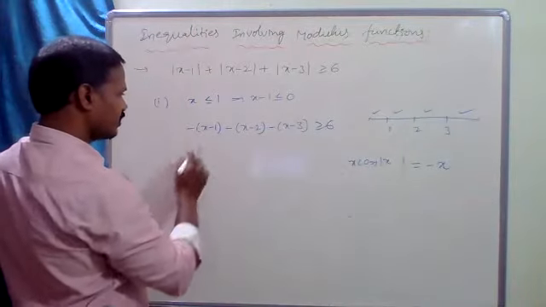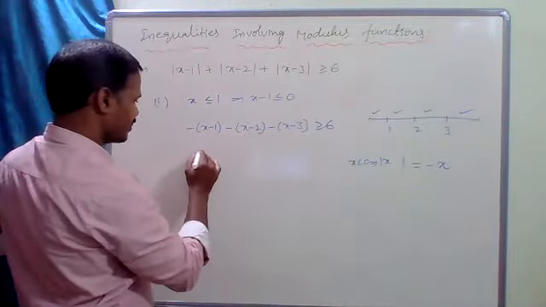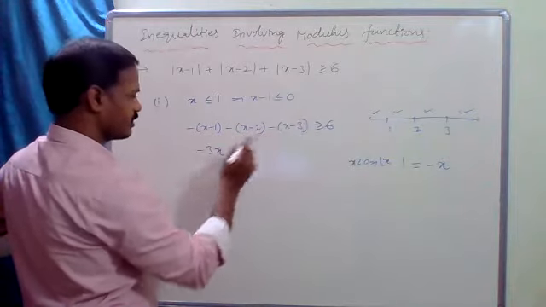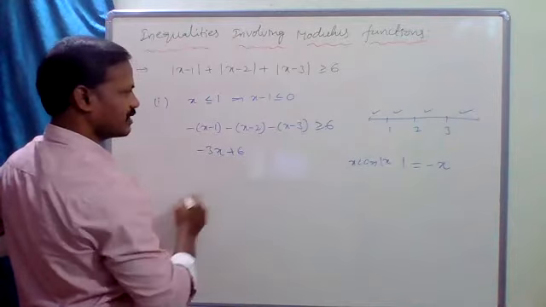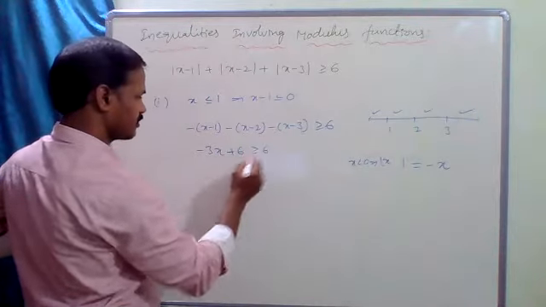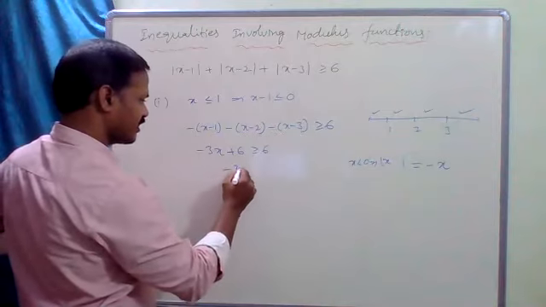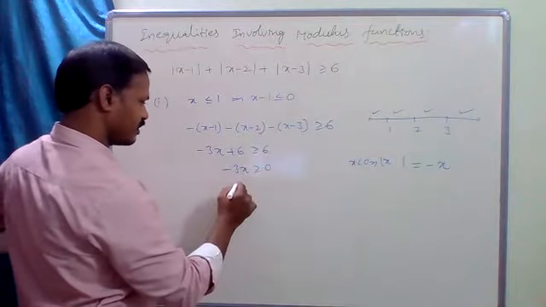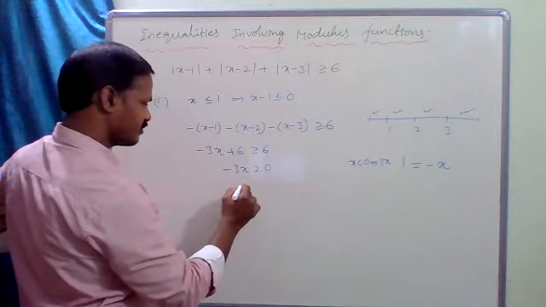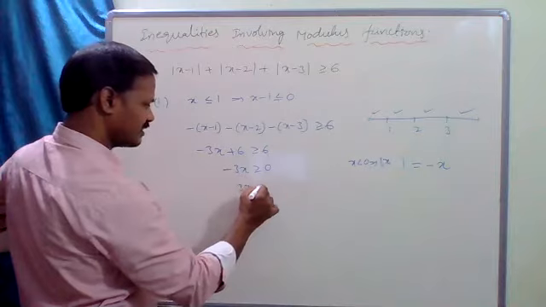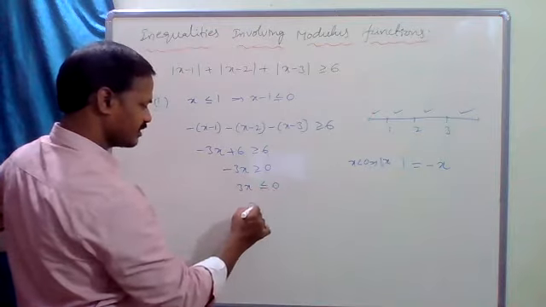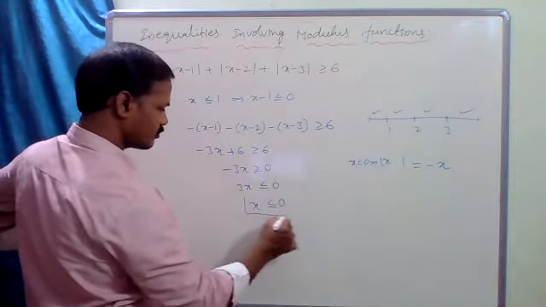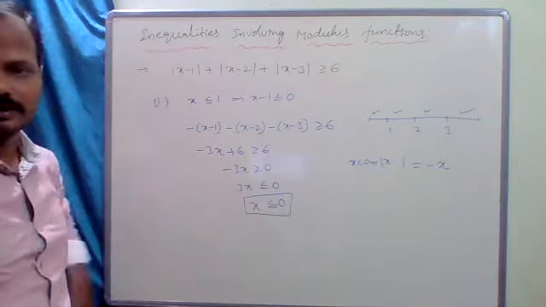Now simplify this. What will you get? -x - x - x is -3x, and 1 plus 2 plus 3 is 6, so -3x + 6 is greater than or equal to 6. So that is -3x is greater than or equal to 0, that is 3x is less than or equal to 0. So x is less than or equal to 0. Is it clear to everybody?